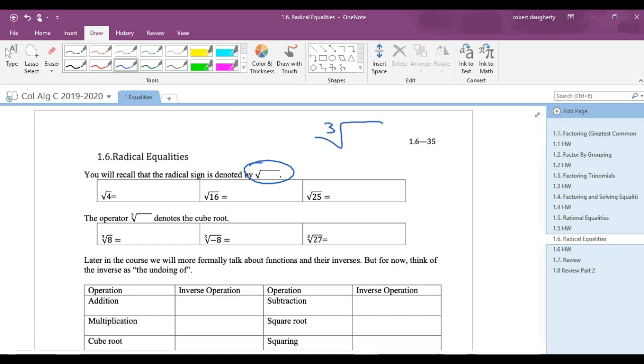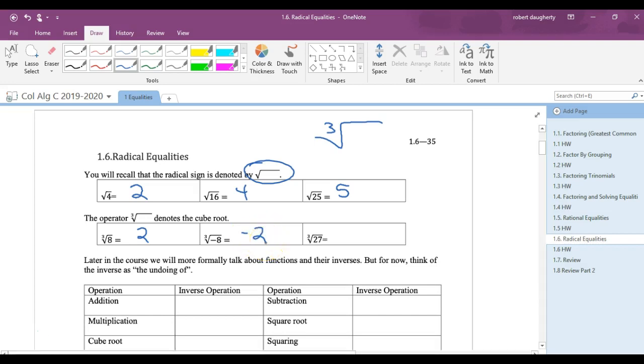So real quick, the square root of 4 is 2, square root of 16 is 4, and of 25 is 5. So you know how to take the square roots of numbers. Cube root of 8. What number can I multiply 3 times and get an 8? 2. Cube root of negative 8. What number can I multiply 3 times and get a negative 8? Negative 2. Negative 2 times negative 2 times negative 2 is negative 8.